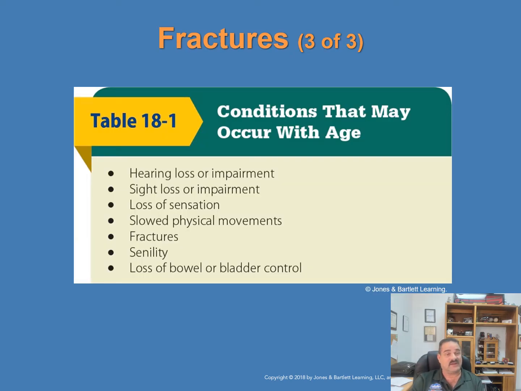All right, so this is table 18-1 out of your book. This is slide 17 of 55. Conditions that may occur with age: hearing loss, visual impairment, loss of sensation, slow healing of fractures, senility, loss of bowel or bladder control.